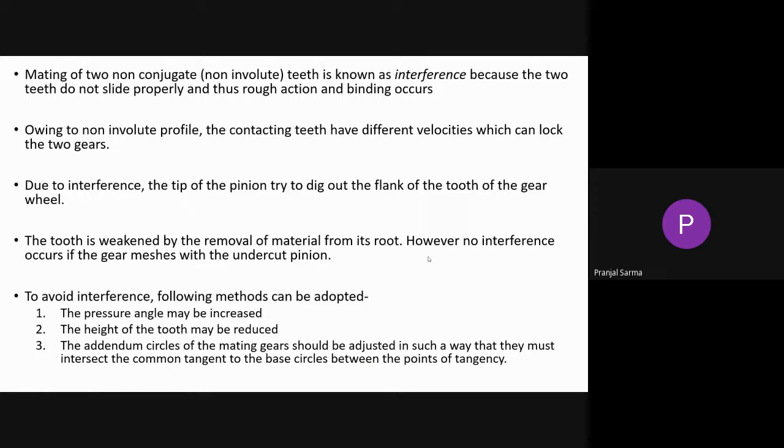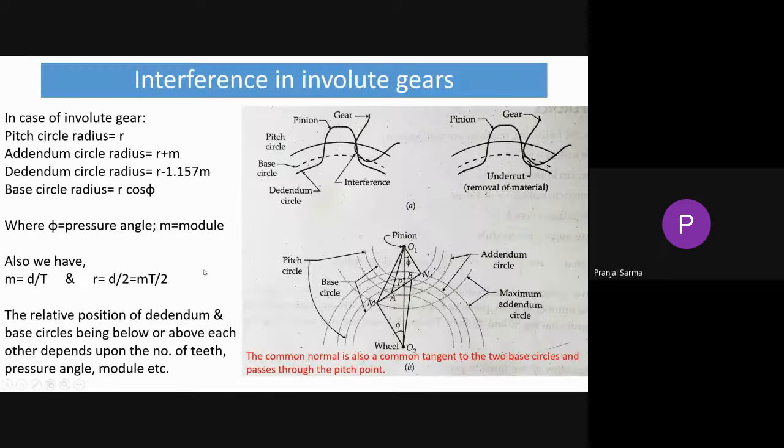But if we solve the problem by undercutting the gears, then there is actually no interference that is going to occur if the gear meshes with the undercut portion. Here in the second figure you can see the undercut portion, and as this height has been decreased, no rough action will be there. It will not try to penetrate inside, because undercutting is nothing but a kind of removal of material from here, and a smooth action will be there.